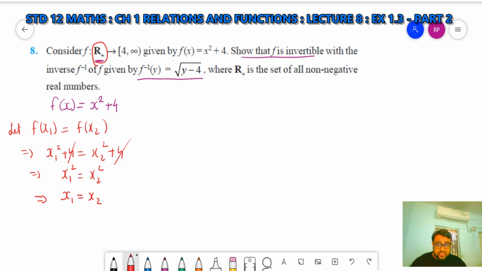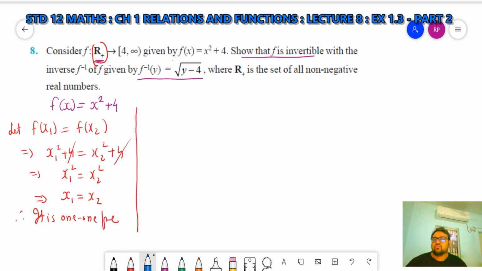Okay. Now, take a note. If it was R instead of R plus, then it would not be 1-1, because at that time x1 can also be equal to minus x2. But here we cannot take a negative value from the domain. So x1 is equal to x2. We started with f(x1) equal to f(x2) and we proved x1 equal to x2. Therefore, it is a 1-1 function.